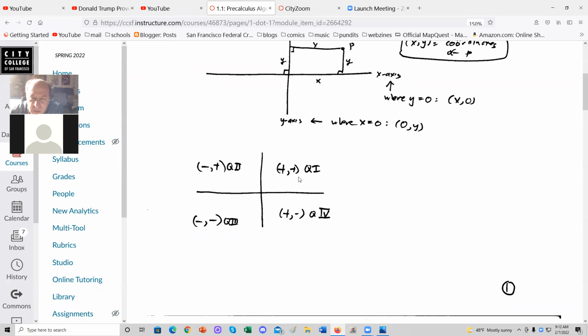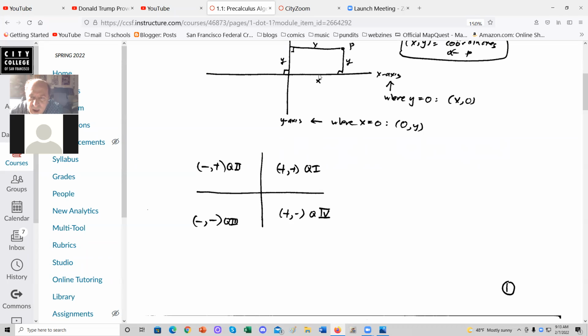The two lines divide the plane into four quadrants. Here are all the points where x and y are both positive, called quadrant 1. Here, quadrant 2, x is negative, y is positive. And here, quadrant 3, both x and y values are negative. And here, quadrant 4, x is positive and y is negative.